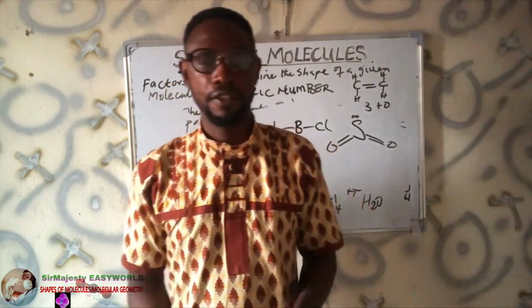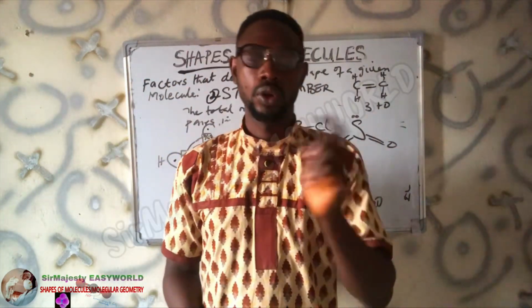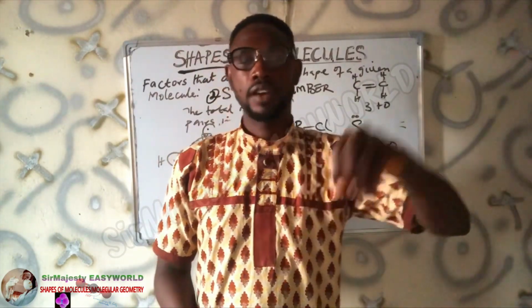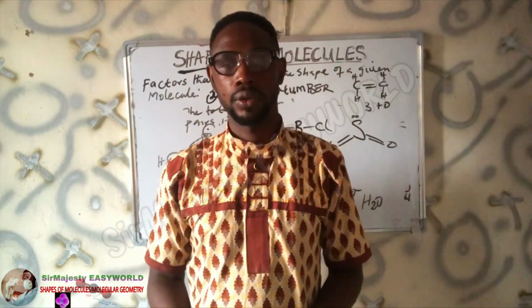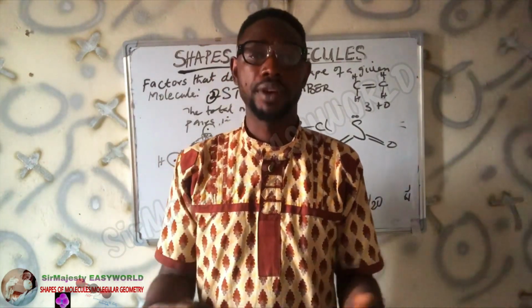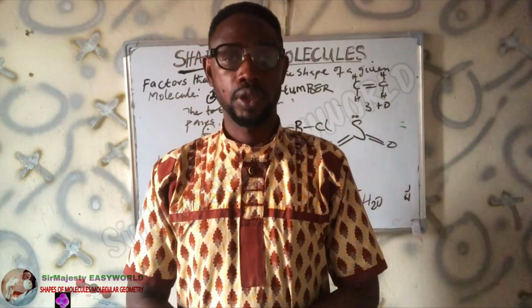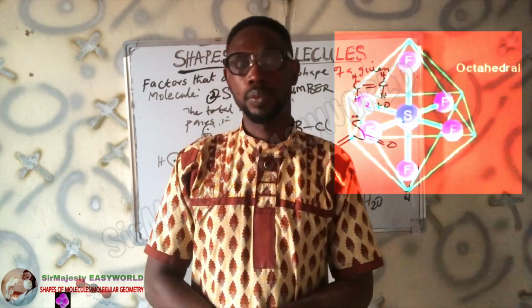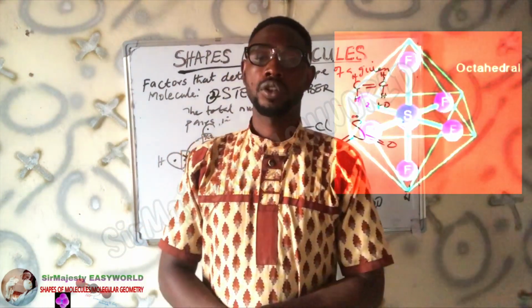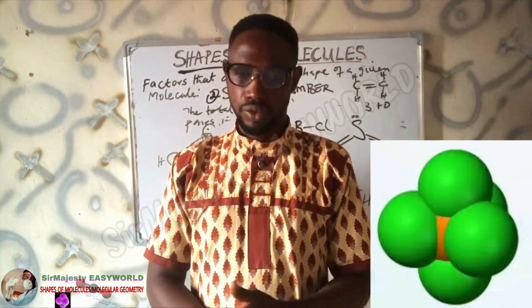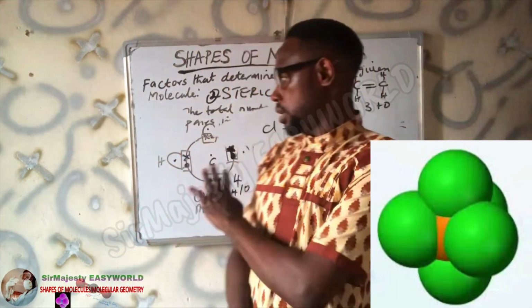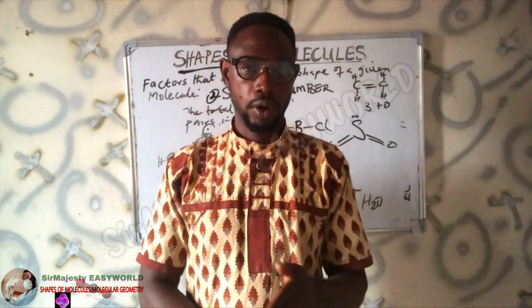Okay, then what if we have 5 bond pairs with 0 lone pair? Example is phosphorus pentachloride. The shape of that molecule is nothing but trigonal bipyramidal. Remember, the type of hybridization I said earlier is sp3d, and the shape is going to be trigonal bipyramidal. Then what if we have 6 as the steric number, composed of 6 bond pairs with 0 lone pair? The shape is going to be octahedral, as in sulfur hexafluoride. So we are done with the steric number and the shape of the molecule.